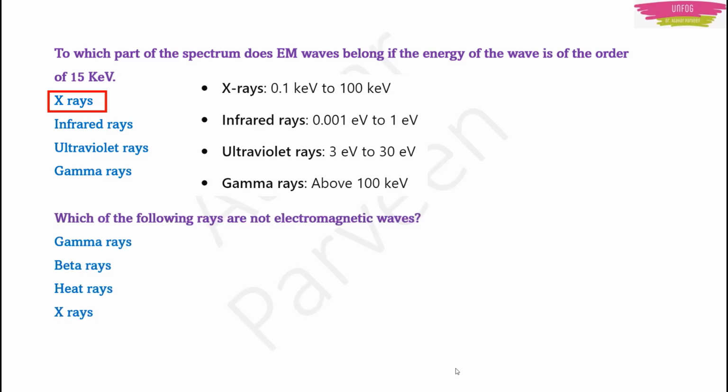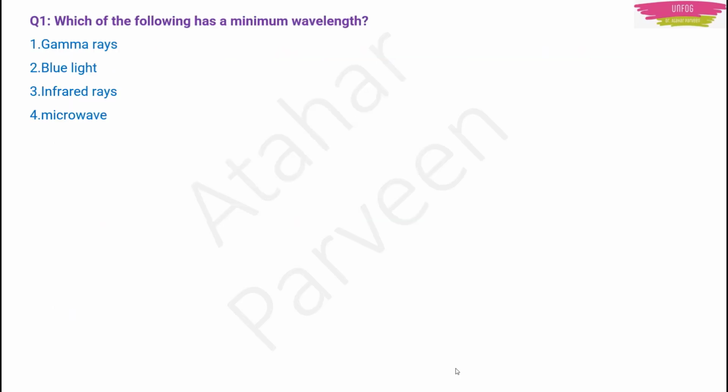Next question, which of the following rays are not electromagnetic waves? Of course, we have seen the electromagnetic spectrum, right? They are beta rays. Beta rays are not electromagnetic waves. Next question. Which of the following has a minimum wavelength? Of course, they are gamma rays.